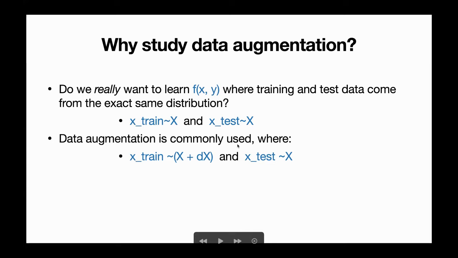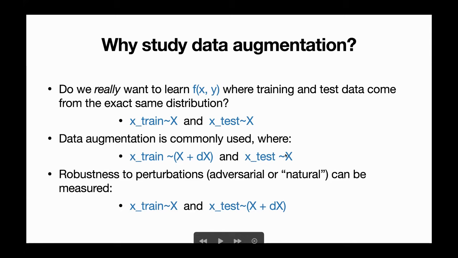In this case, you train on samples that come from a distribution with some distortions, and you evaluate on the original set. And in a crazy way, this sometimes helps your test set accuracy. The other thing you can do is apply these distortions at test time. In this case, you might call this robustness to perturbations. These distortions could be adversarial or natural. But basically the idea is you want to see how your generalization performance changes when you change the distribution that your test samples come from.